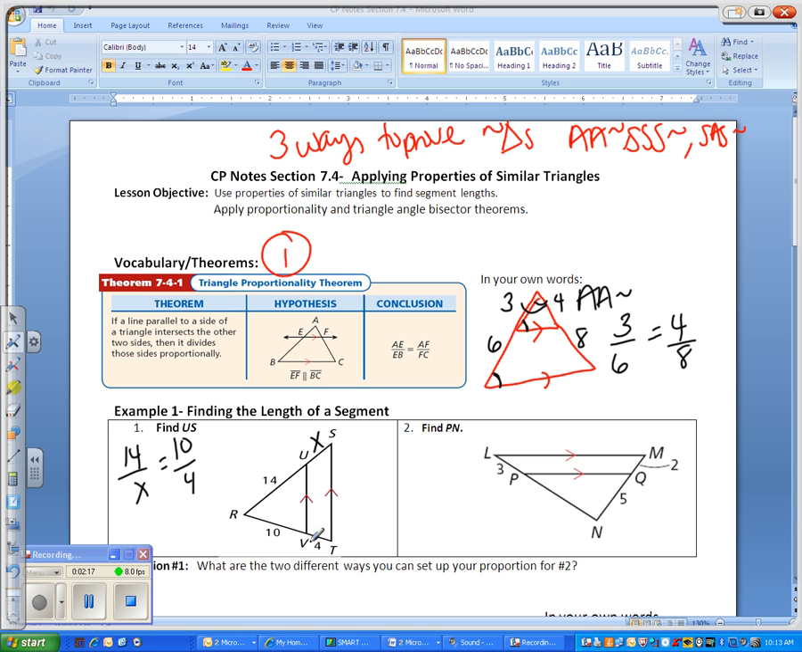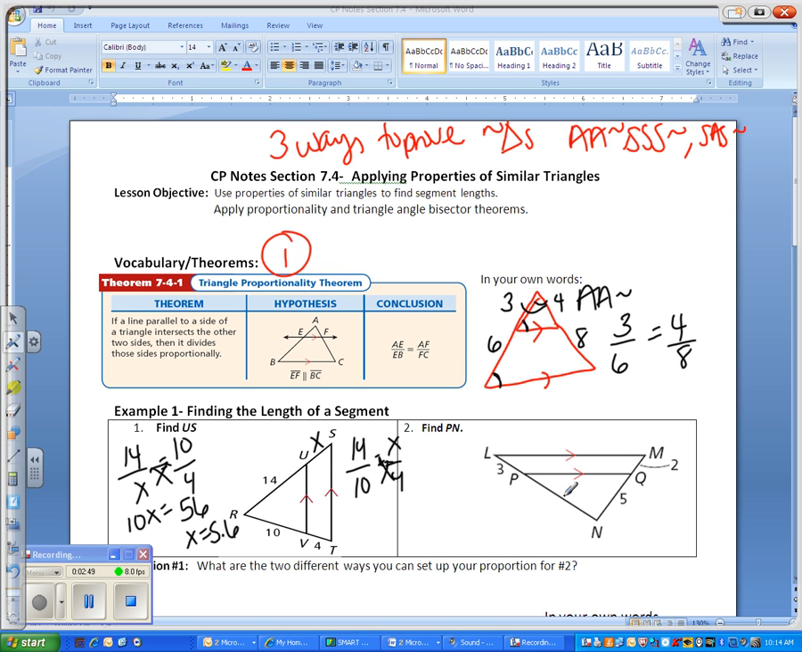Another way you can set up your proportion is to look at the triangle. So 14 over 10 equals X over 4. Either way, if you cross multiply, you're going to get the same thing. You're going to get 10x equals whatever 14 times 4 is. I think it's 64? 56, just kidding. And then when you divide by 10, you're going to get x equals 5.6. So US is 5.6.